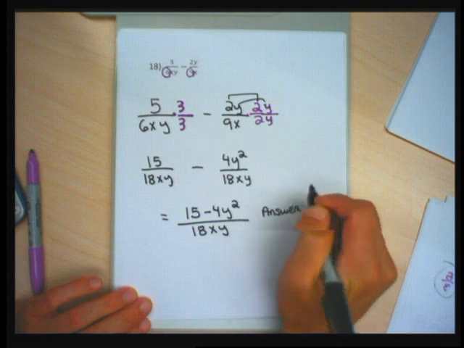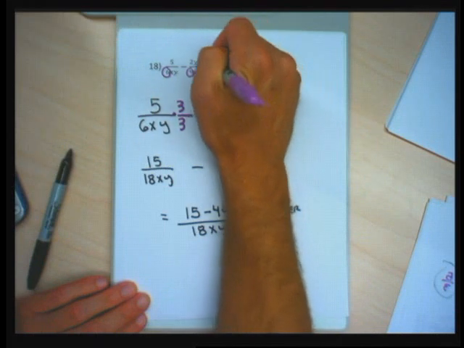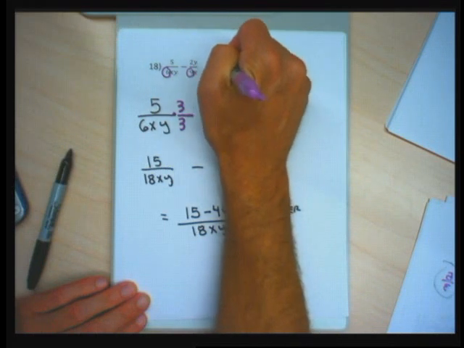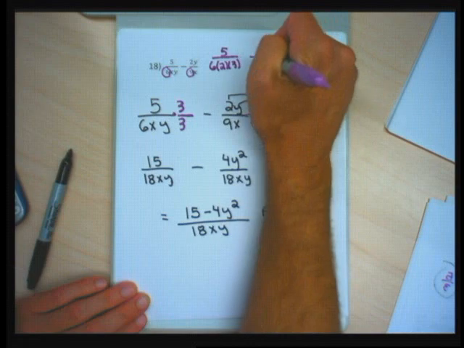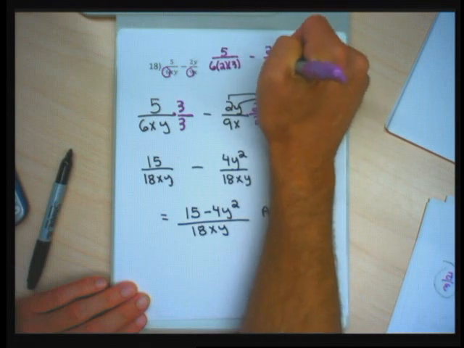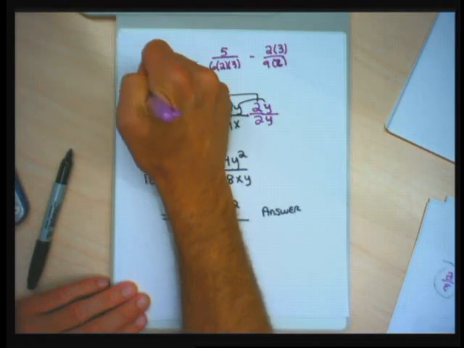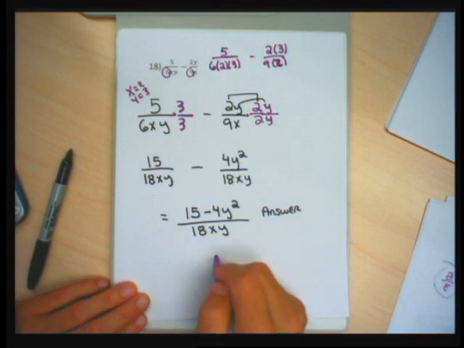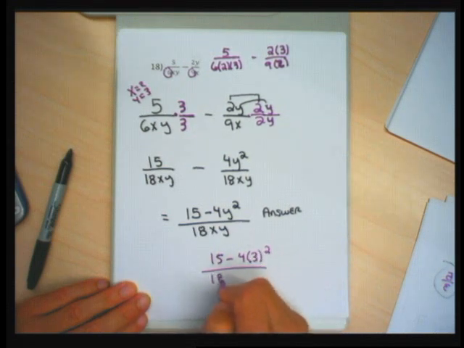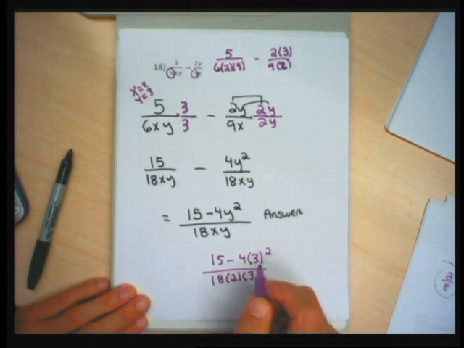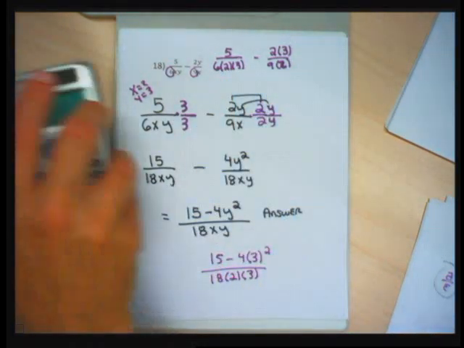I'm going to stick with that 2 and 3. For my checking, I'm going to plug in 2 for x and 3 for y into the original problem, and 2 for x, 3 for y into my answer, and hopefully those come out to be the same. I'll do this first, that second. If I get the same numbers, I feel good.